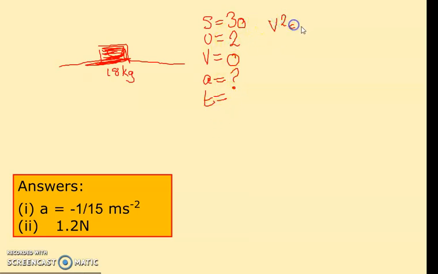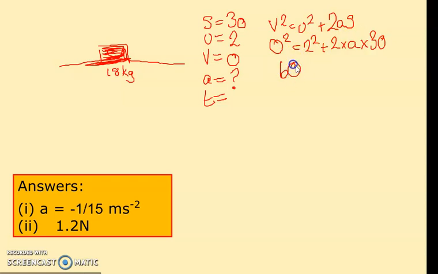You should be learning these. V squared equals U squared plus 2AS. The V is 0 squared equals 2 squared plus 2 times the A times the 30. Okay then, so that effectively gives me 60A. And if I move that 4 from the 2 squared on the other side, that should be minus 4.